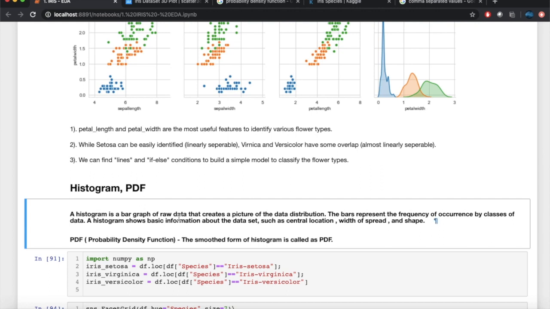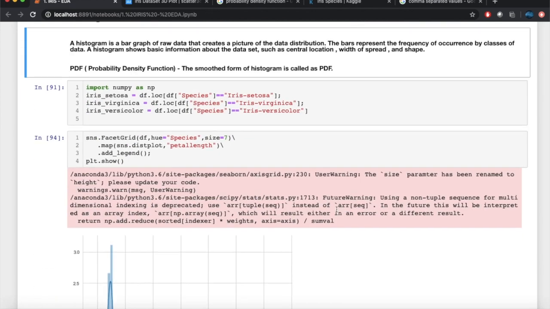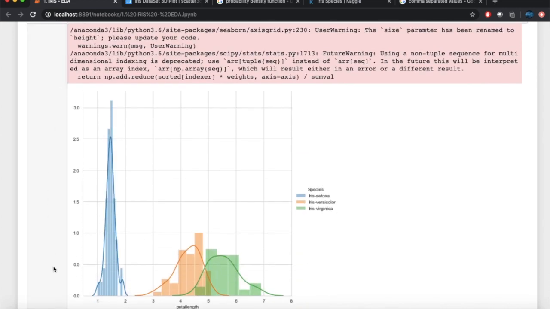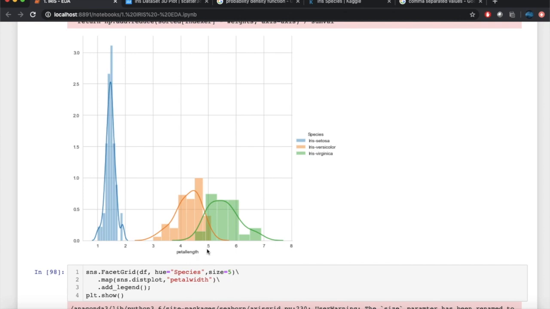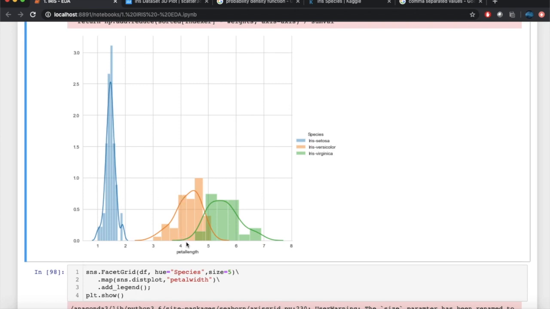A histogram is a bar graph of raw data that creates a picture of data distribution. The bars represent the frequency of occurrence by classes of data. A histogram shows basic information about the dataset such as central location, width of spread, and shape. Like here, let the y-axis be our count and the x-axis be our petal length. So these bar plots are basically telling the spread and the frequency, how many data points are present in a range, like in the range of 4.1 to 4.2. This is the count axis.